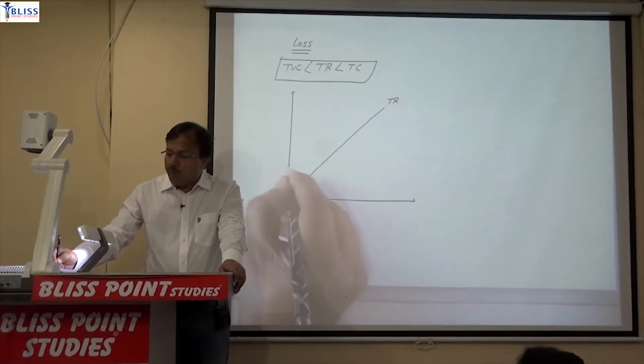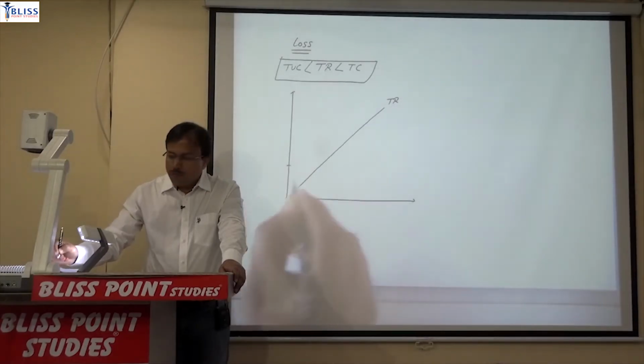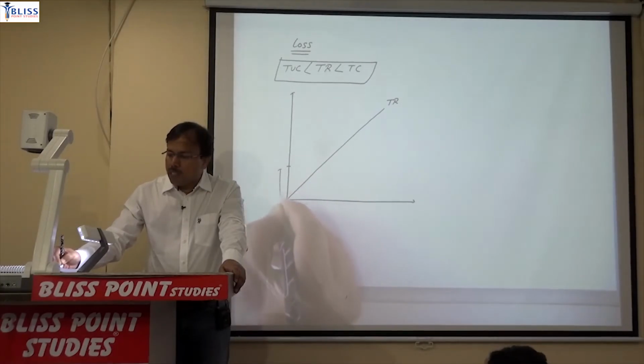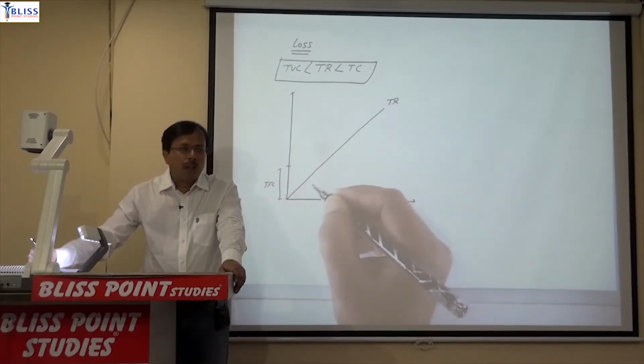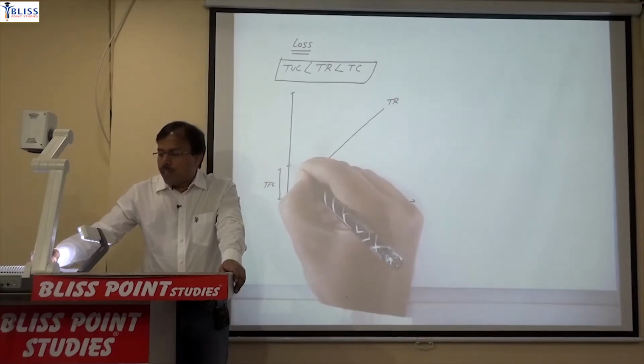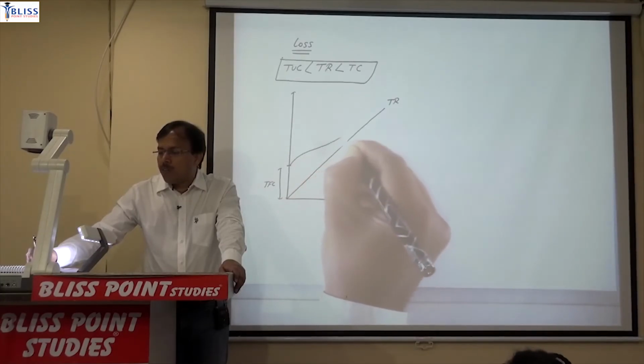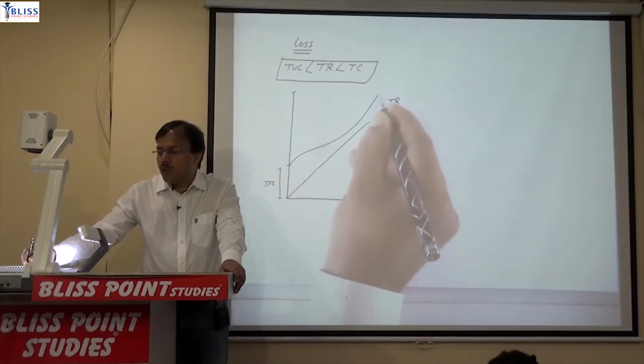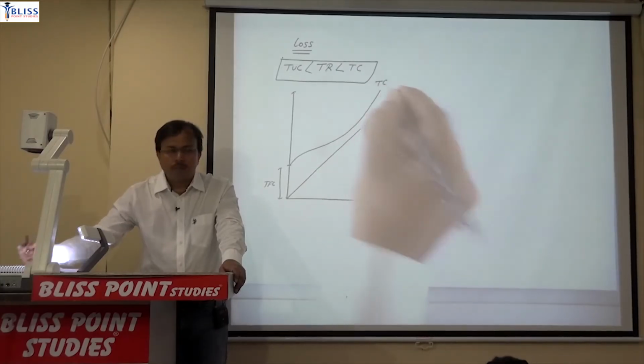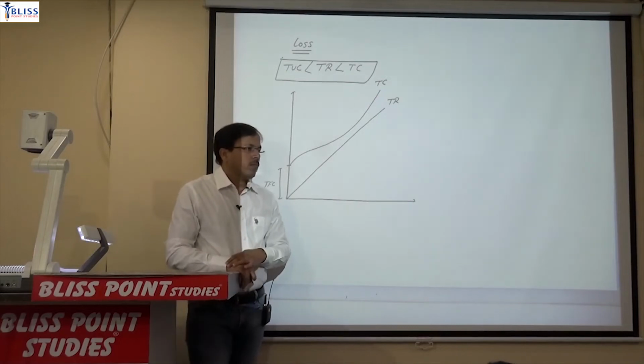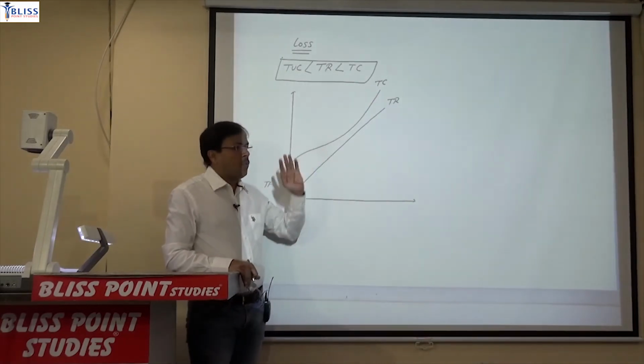Total cost will have fixed cost, so start with a positive intercept here. This is a fixed cost. The total cost line is inverted S in shape, but you have to keep that total cost above the total revenue in order to show loss. The value of TC will be above TR throughout.